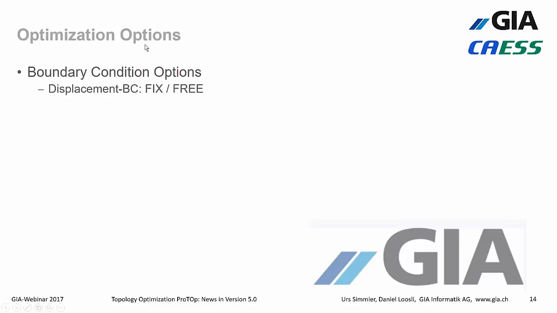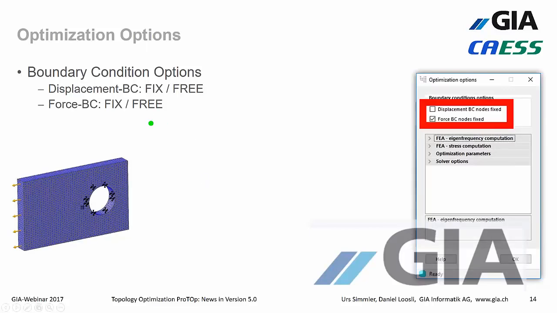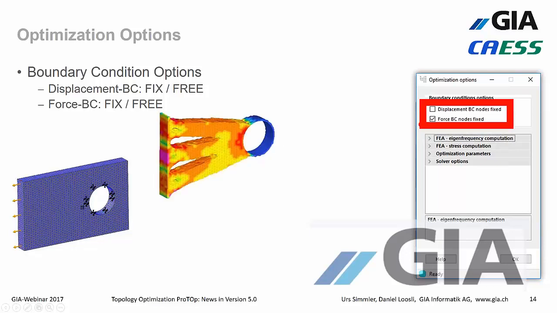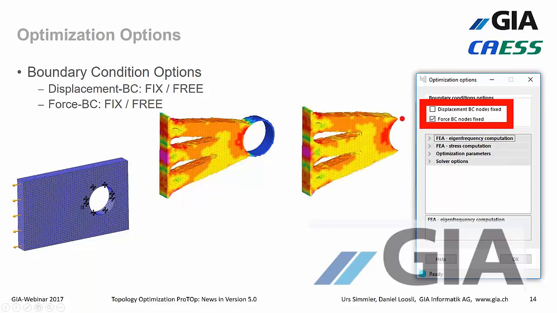Okay, there are also new optimization options. If you constrain a component in that region, and then you load your component in that region, now you can decide with these options: do I want to keep both regions like that one, so it's not allowed for the optimizer to take away material in that region, or in that situation here I said it's possible to take away just that displacement region.